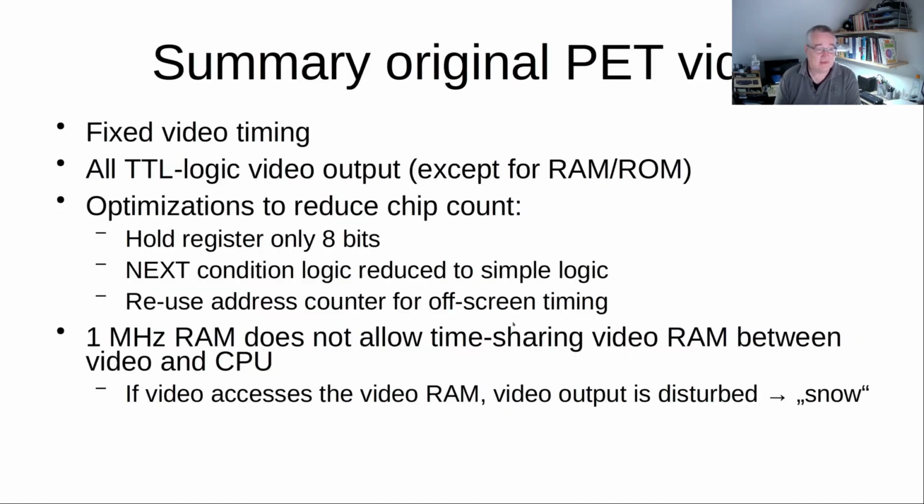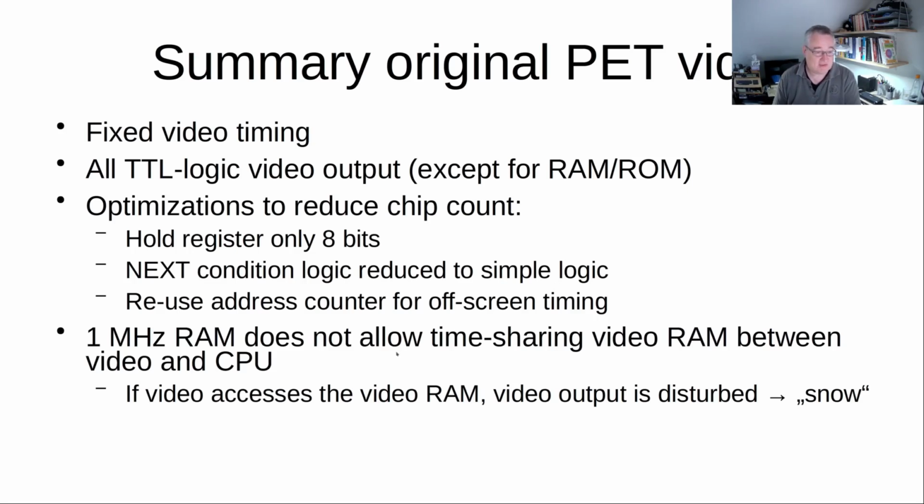So, summary of the original PET. You have a fixed video timing, you have all TTL logic except for the RAMs and ROMs. You have quite some optimization to reduce the chip count. The hold register is only 8-bit. The next condition logic is very much reduced to really the bare minimum. And the address counter is used for off-screen timing because you can use it multiple times to count different things.